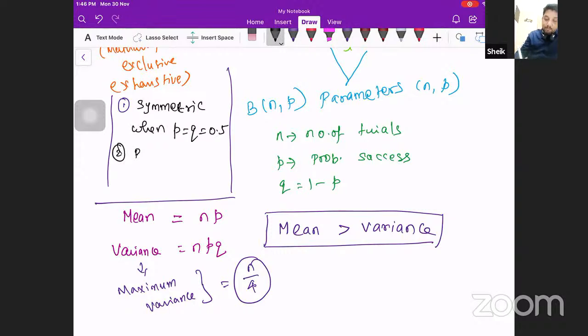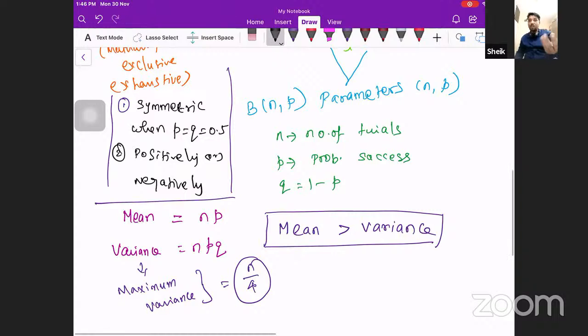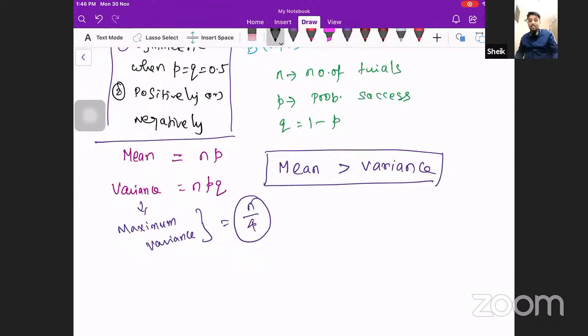Otherwise, the distribution can be positively skewed or negatively skewed. The distribution is symmetric when P is equal to Q is equal to 0.5, and it can be positively skewed or negatively skewed otherwise. Mean is equal to np and variance is npq. And what is the relation between mean and variance? Mean is strictly greater than variance.